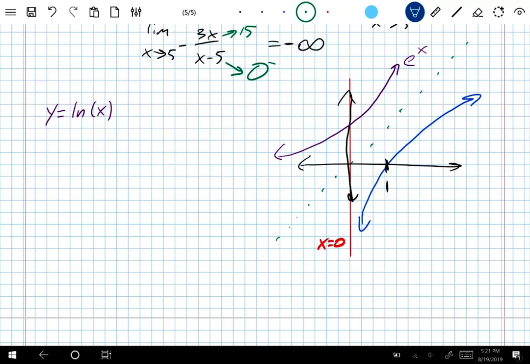If I take an inverse, I'm just switching all the x's and the y's. So e to the x is always positive in its range, which means the domain of natural log of x has to be always positive. The domain of e to the x is all real numbers, so the range of natural log of x has to be all real numbers. They just switch their x and their y values. A little reminder on inverses.